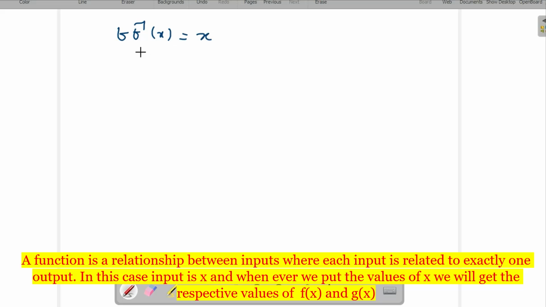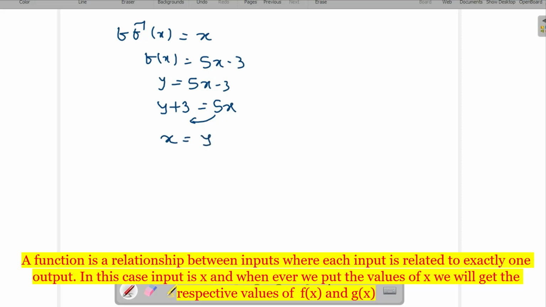In the previous question, f of x was 5x minus 3. Let's find f inverse of x. In a similar way, the pattern is y equals 5x minus 3. We have to express x in terms of y. So y plus 3 equals 5x. Bringing 5 over here, x equals y plus 3 upon 5. This is my x in terms of y. So f inverse of x in this case equals x plus 3 upon 5. This is our f inverse of x.